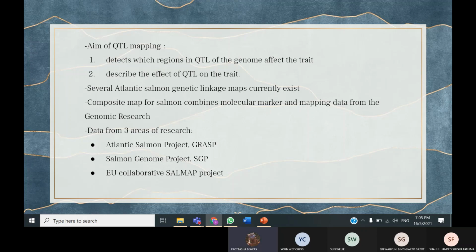There are several Atlantic salmon genetic linkage maps currently existing. The composite map for salmon combines the molecular marker and mapping data from the genomic research. There is data available from 3 areas of research: the Atlantic Salmon Project, the Salmon Genome Project, and the EU Collaborative SALMAP Project.